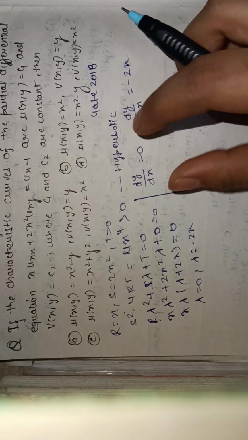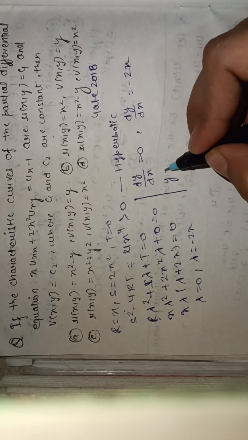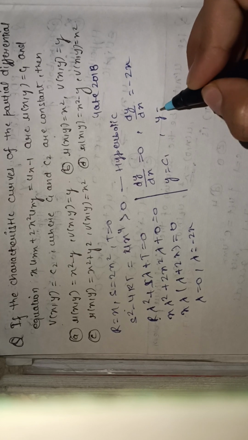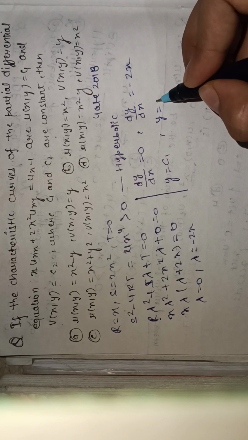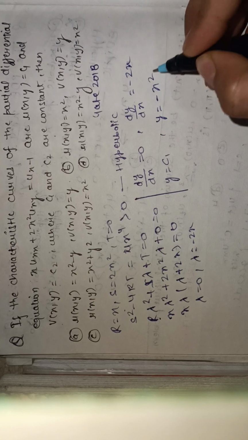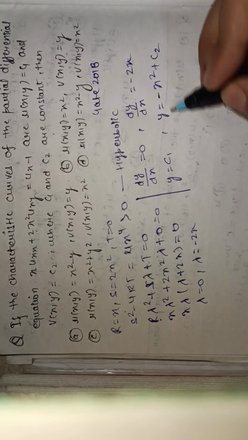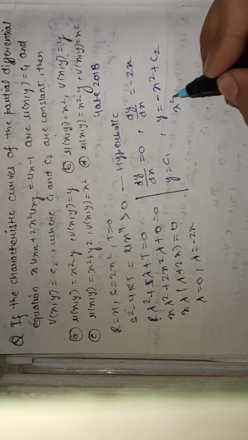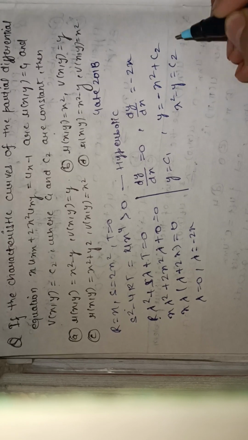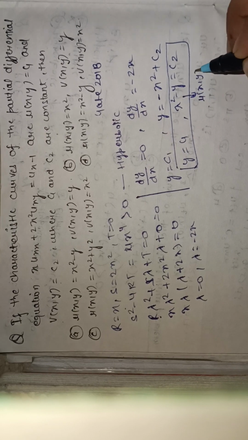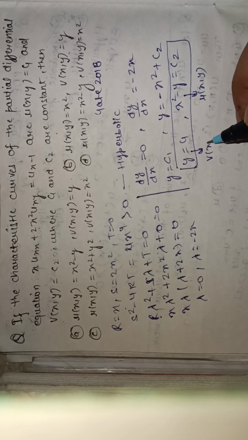If we integrate these two equations, we get y is equal to c1 and, second, y is equal to minus x square plus c. Solving this and simplifying, we get x square plus y is equal to c2 and y is equal to c1. We get these characteristic curves. Let this be mu of x,y and this be v of x,y.